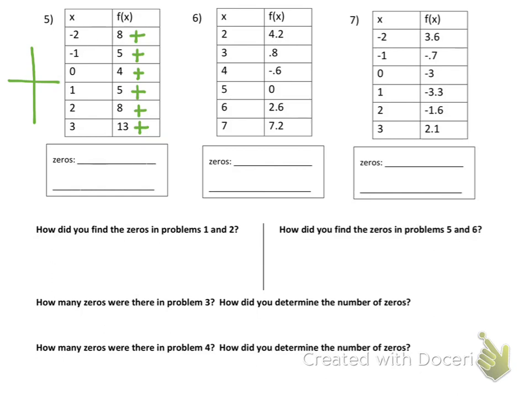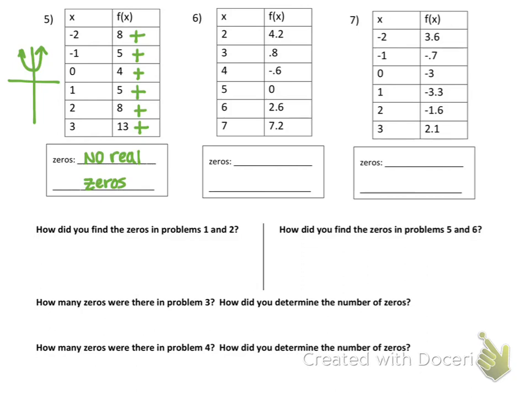Let's draw a quick sketch. It means that my parabola is above the x-axis and never will touch the x-axis or even cross the x-axis to go into the negatives. So my entire parabola is sitting above the x-axis. So what does that mean for my zeros? It means that I have no real zeros.